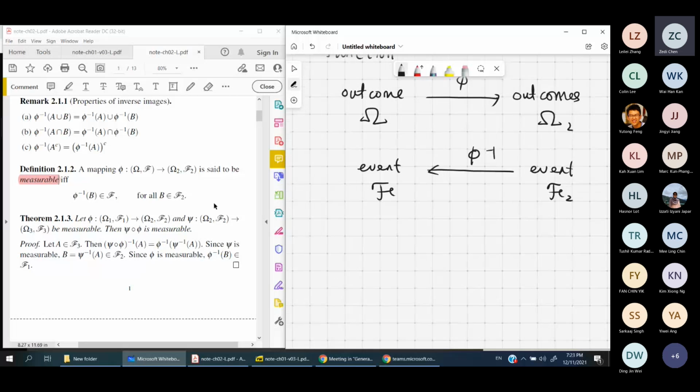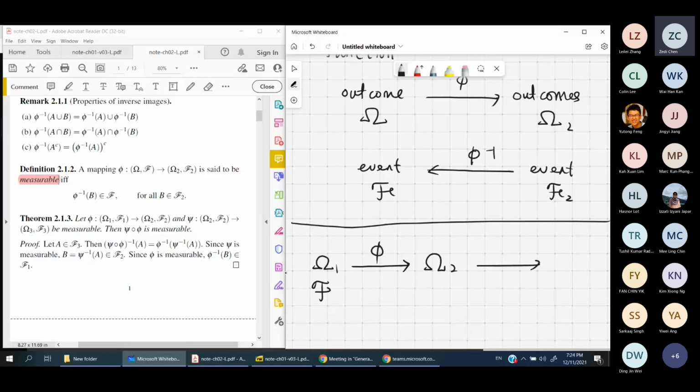Okay, so we have these theorems. The first theorem is a very straightforward one. Theorem 2.1.3. We have three sample spaces, omega 1, omega 2, and omega 3, with sigma fields F1, F2, F3. Let's say we have two measurable functions, phi and psi. The first one goes from here to here. Maybe I'll put them together. It's F1, and F3.